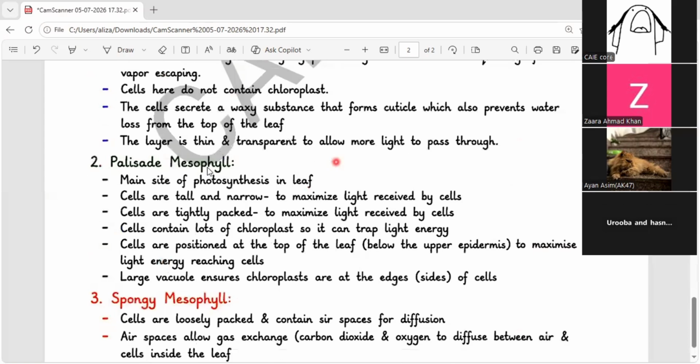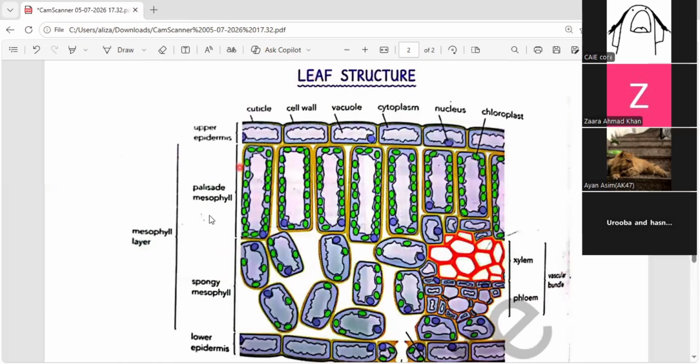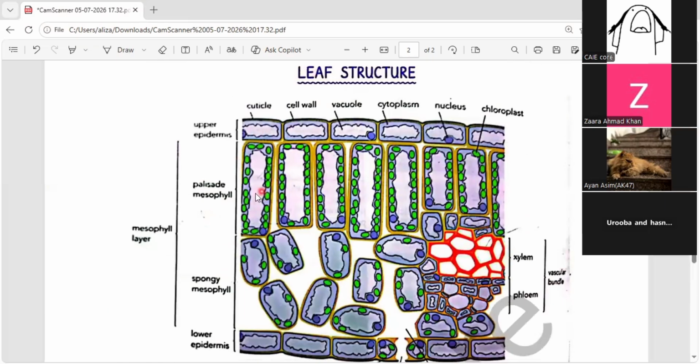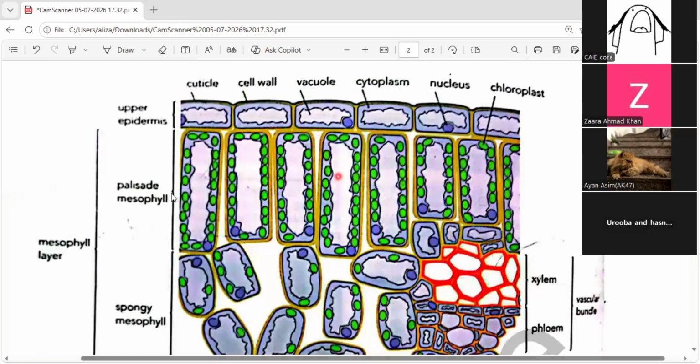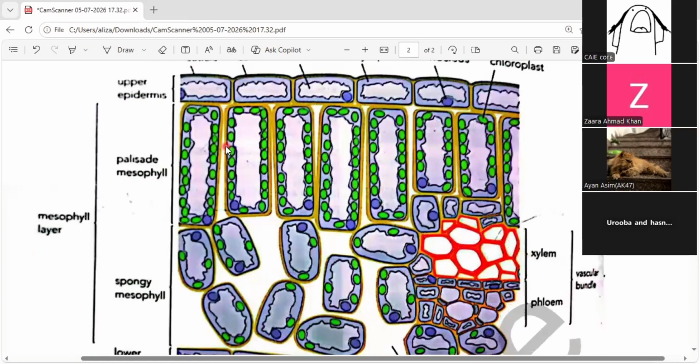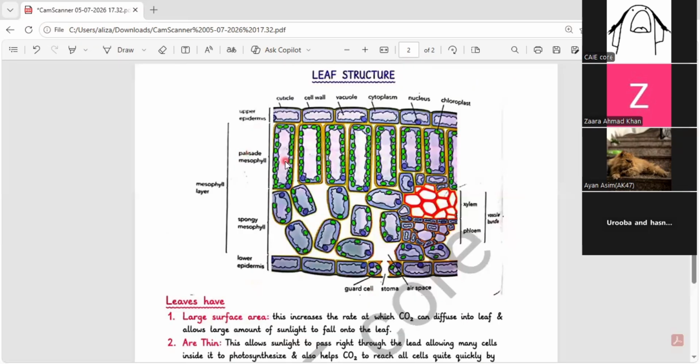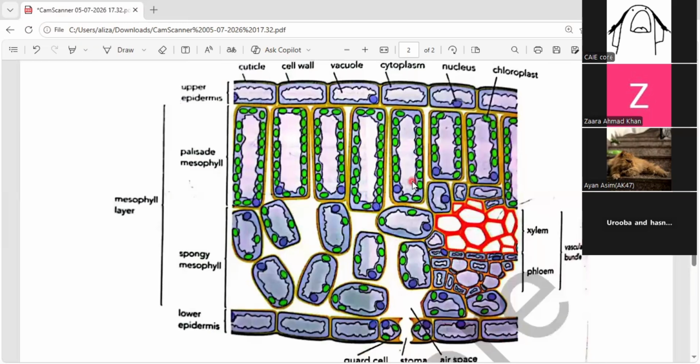Now let's take a look at Palisade mesophyll cells. Just below the upper epidermis, we have Palisade mesophyll cells that are arranged vertically. And if you see, they have lots and lots of chloroplasts. These green colored things are the chloroplasts, and there are so many of them. The reason is that the Palisade mesophyll is the main site of photosynthesis in the leaves, which is why they contain lots of chloroplasts, as you can see. So let's go further and take a look.